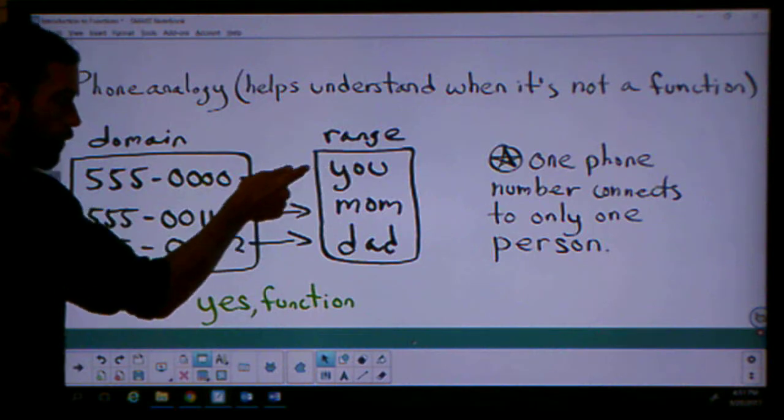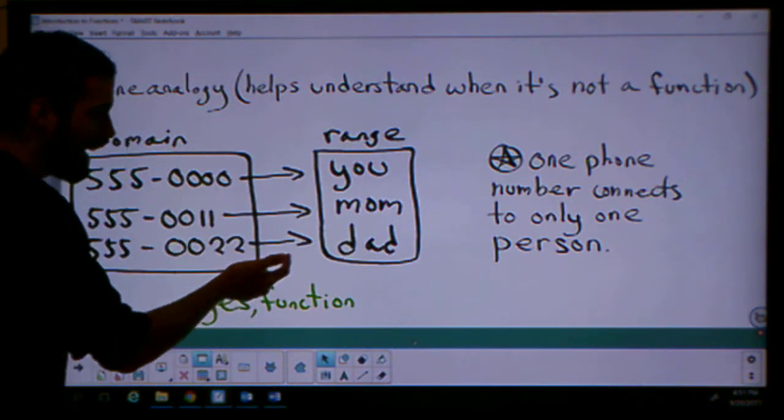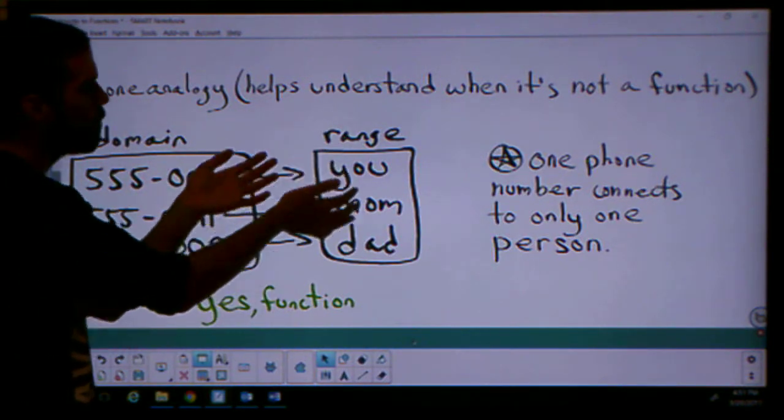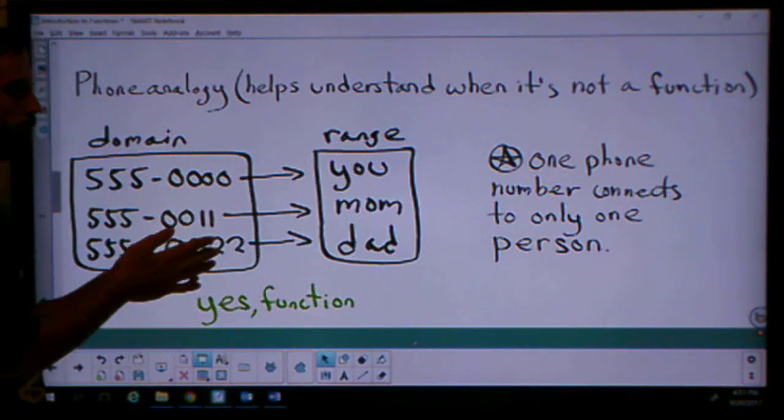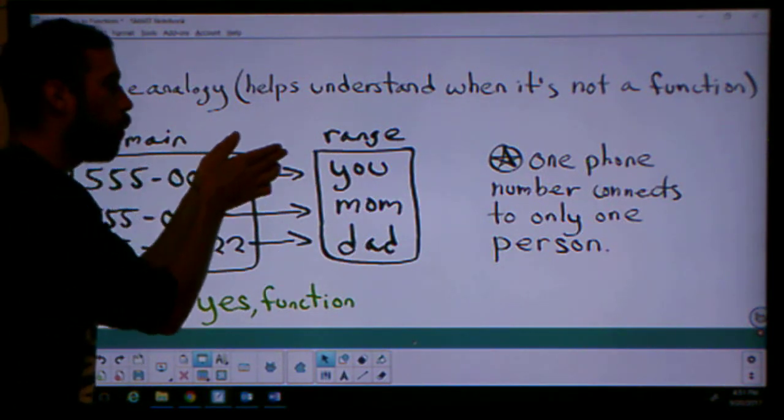So you have your own number, your mom has a number, your dad has a number. I mean, you could put anybody here in this range. It's just the point of one phone number, one person.